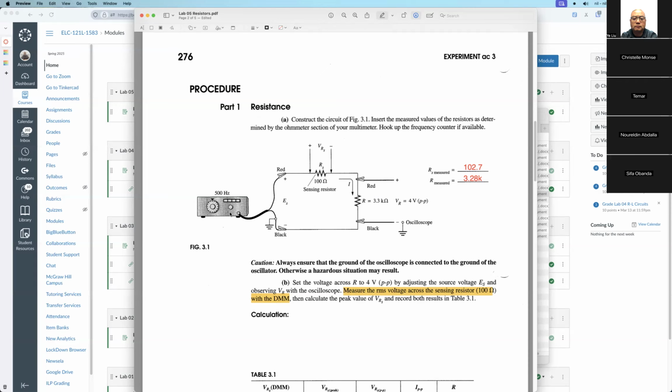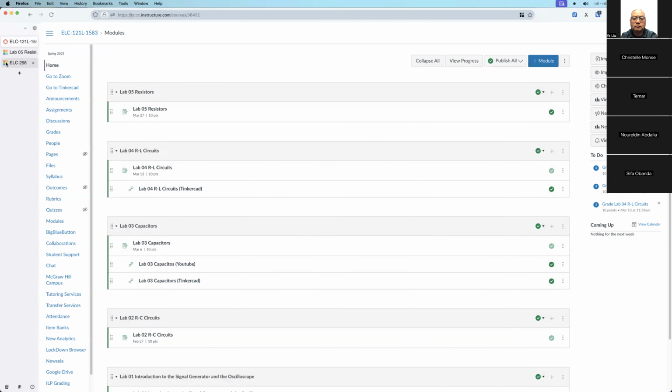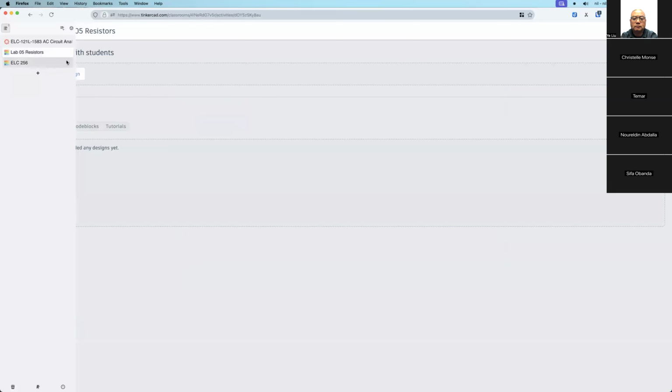This is a function generator at 500 hertz. At the beginning, we don't know its magnitude. So we need to adjust the magnitude of the source until the voltage across this resistor is 4 volts peak to peak. Let me build this in Tinkercad. I already created an activity here, so create a new one.